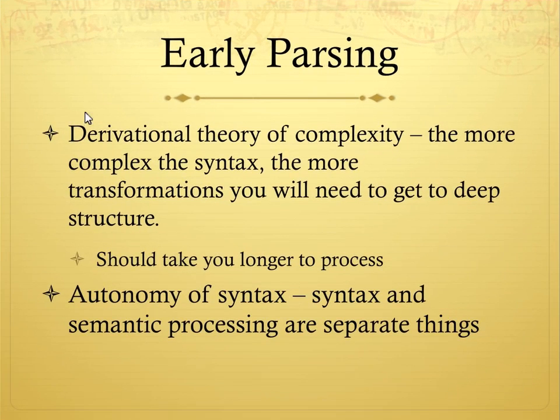So one issue with transformations is that the more complicated the syntax in a sentence got, the more transformations you would need to understand the deep structure. So complexity of syntax predicts longer processing times, because you would need to transform it more to understand that deep structure. He also argued for autonomous models where syntax and semantics were separate things.